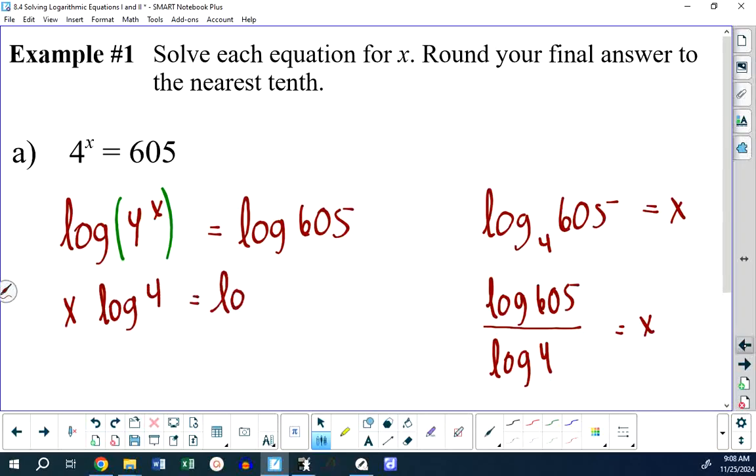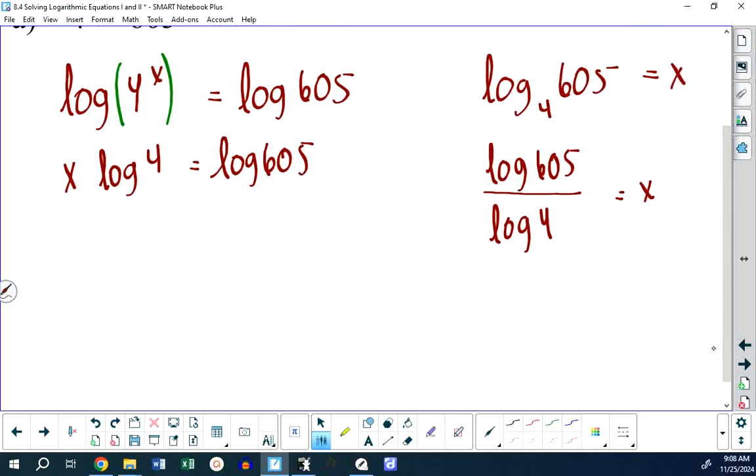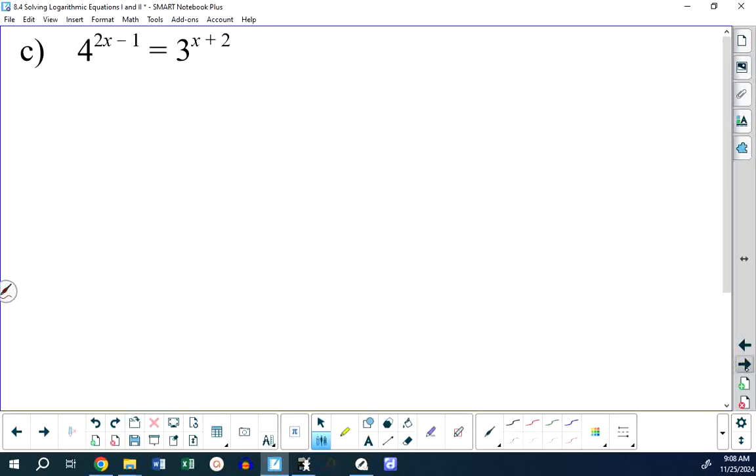equals log 605. And you can see what happens here. We divide both sides by log 4, and you get this. And again, I point this out because some of you might say, well, why would I need to look at it that way, by taking the logarithm of both sides, when I could have just changed it from exponential to logarithmic? And the answer is because that won't work here or here.